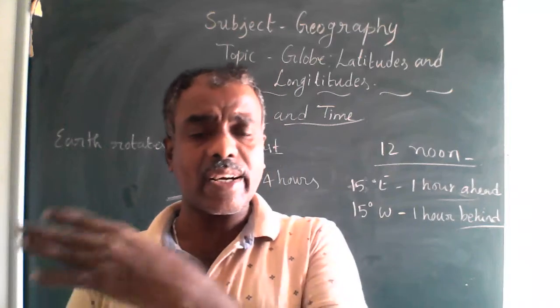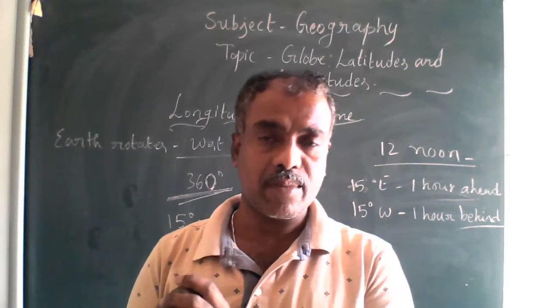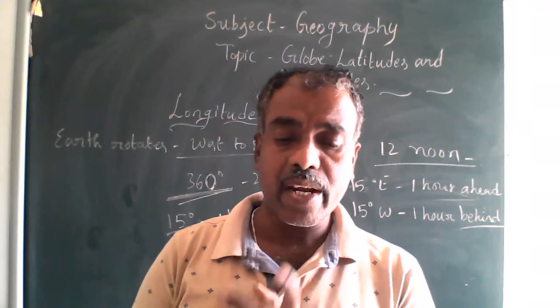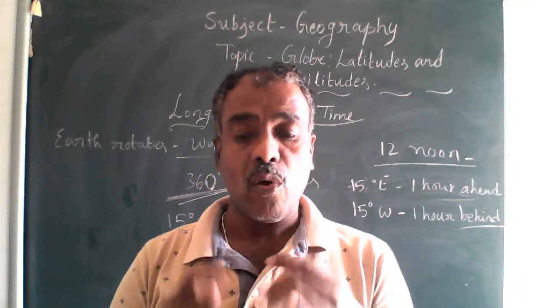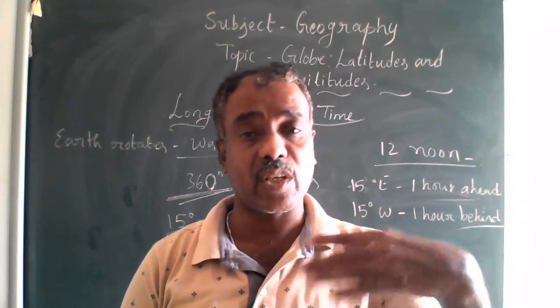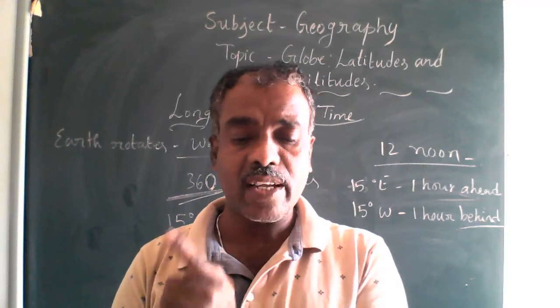Because a train crosses several longitudes. For example, in India, for instance, there will be a difference of about 1 hour 45 minutes in the local times of Dwarka, which is in Gujarat, and Dibrugarh in Assam.